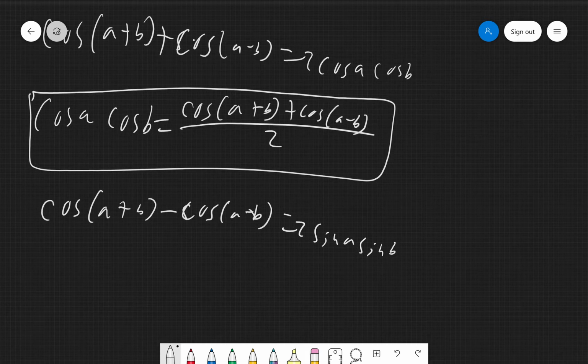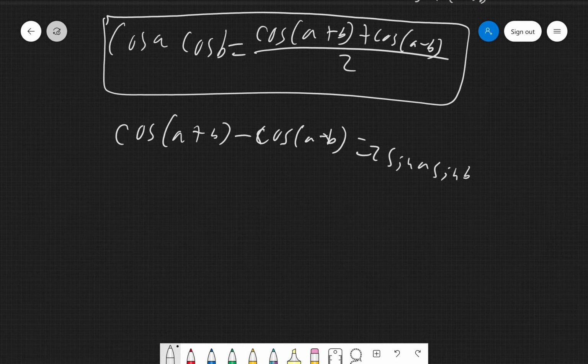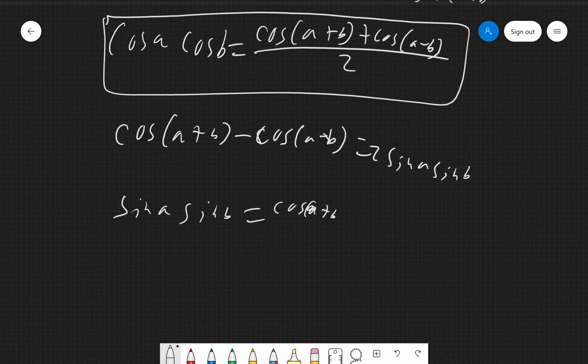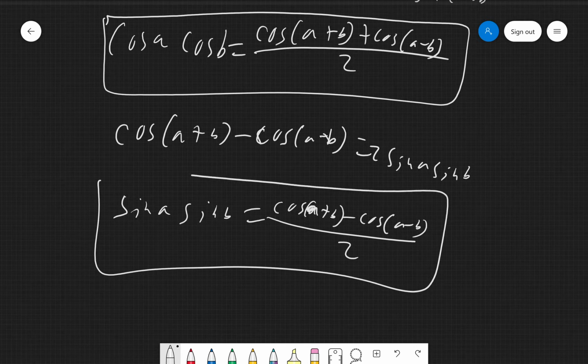Cool beans. So now what we can do is we can divide by 2, and we're left with, sorry, not cosine anymore, sine of a times the sine of b is equal to cosine of a plus b minus the cosine of a minus b over 2. So far so good.